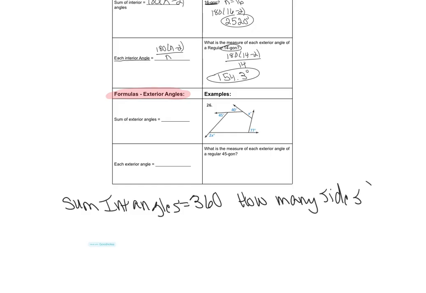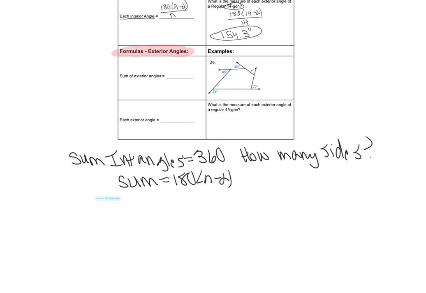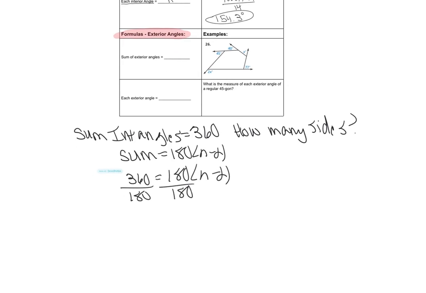Well, let's think about that. Using our formula, sum equals 180 times n minus 2. That means our sum is 360, so we have 360 equals 180 times n minus 2. The first step is to divide by 180. Those 180s on the right cancel out, and we get 2 equals n minus 2. If we add 2 to both sides, we get 4 equals n. I'm adding that in there because I know you'll have to be able to do that today: if I tell you the sum and it asks how many sides.